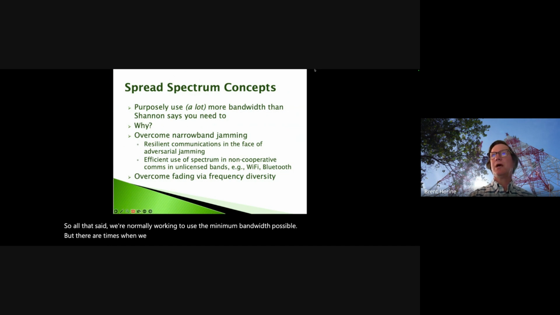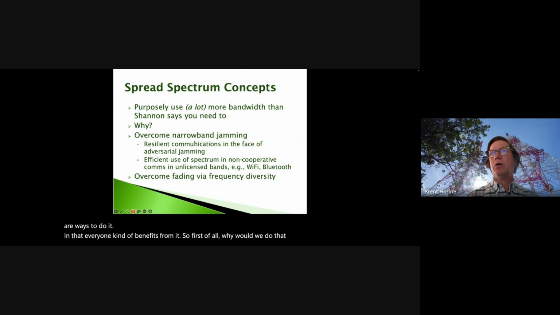So all that said, we're normally working to use the minimum bandwidth possible, but there are times when we purposely use a lot more bandwidth than that. And that sounds bad on the surface, and it would be wasteful if we just did it haphazardly, but there are ways to do it so that everyone kind of benefits from it. So first of all, why would we do that?